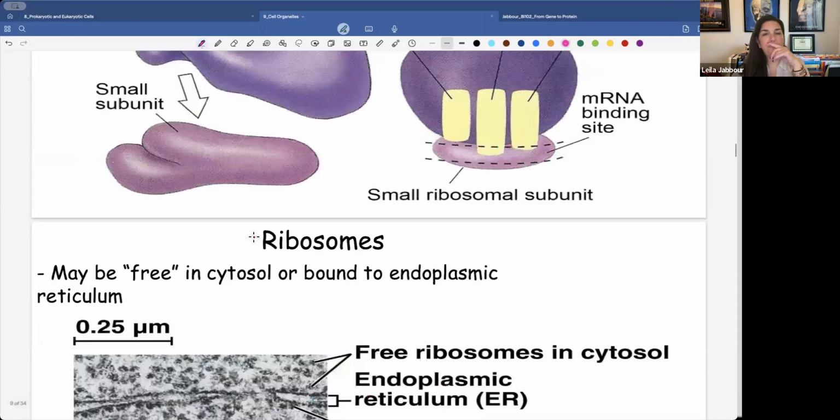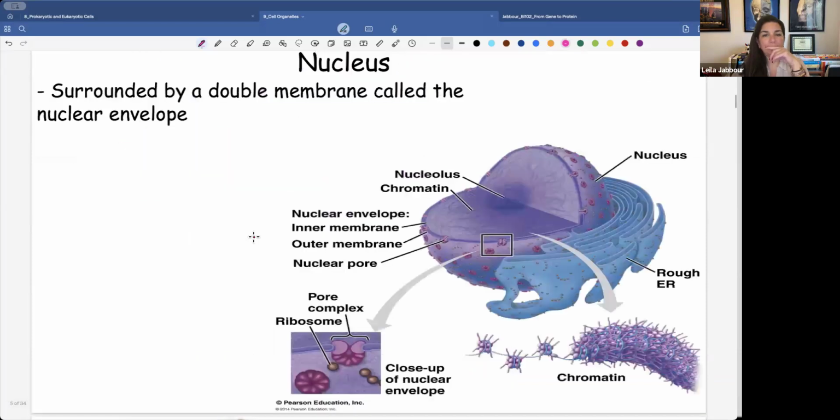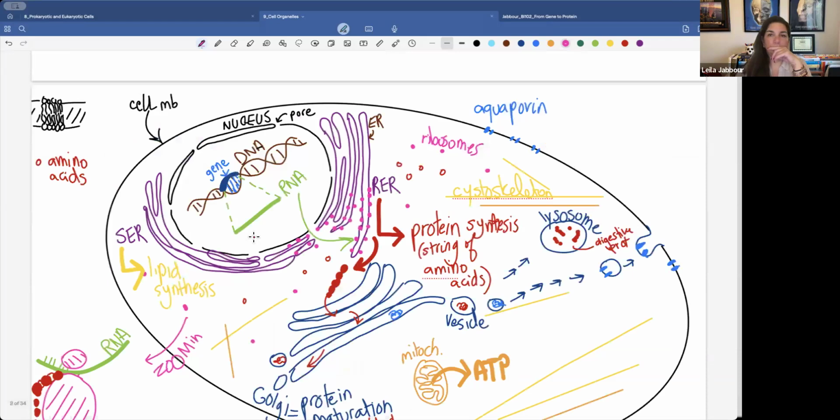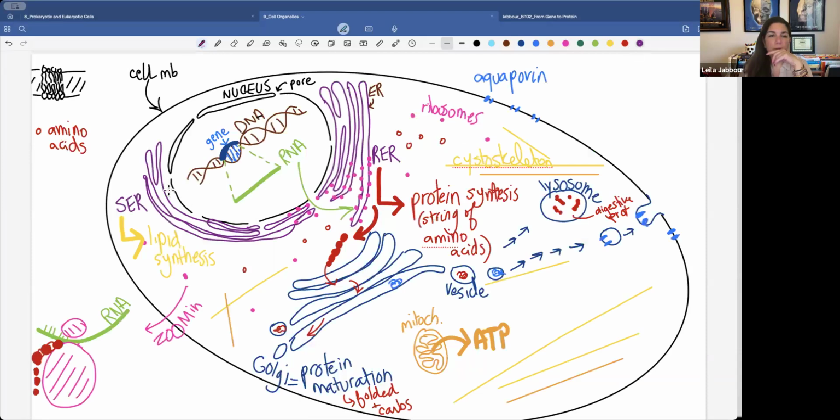Let me see. I should have. Here, let's make some space here. Oops, I didn't mean to use gray. Right, so it's continuous with the nuclear envelope. So when something comes out, it literally ends up in the ER. That's really why. Okay.